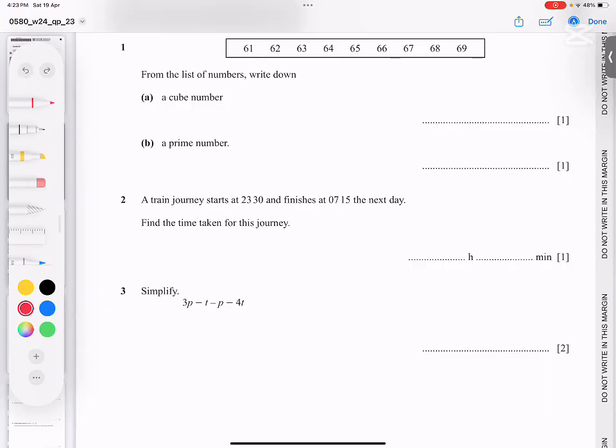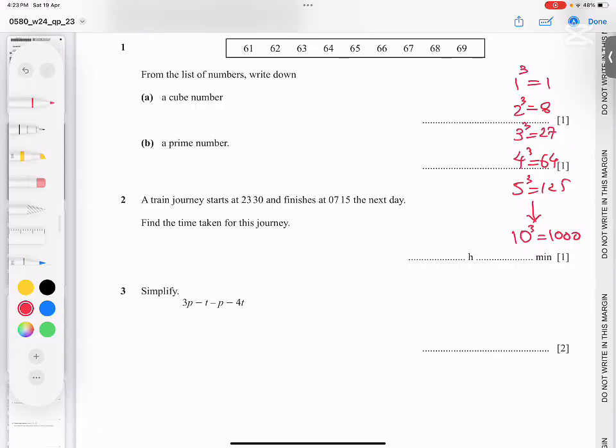Some students don't have an idea what cube numbers are. And I tell you as a teacher, 1 to power 3 is 1. 2 to power 3 is 8. 3 to power 3 is 27. 4 to power 3 is 64. 5 to power 3 is 125. And as a teacher, I suggest that you memorize at least till 10 to power 3, minimum; if you memorize till 15, it is better.